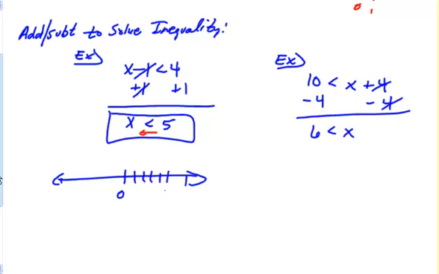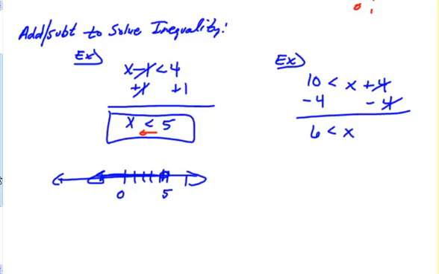1, 2, 3, 4, 5. Open circle, color into the left. And that was supposed to be on the 5. On the 5. So that one worked just like always. But how am I going to graph this one over here? I'm definitely not coloring that way.